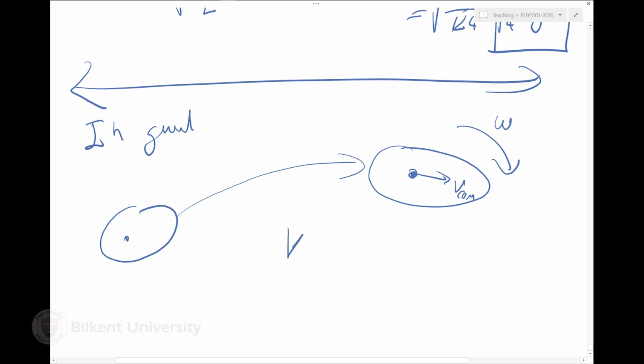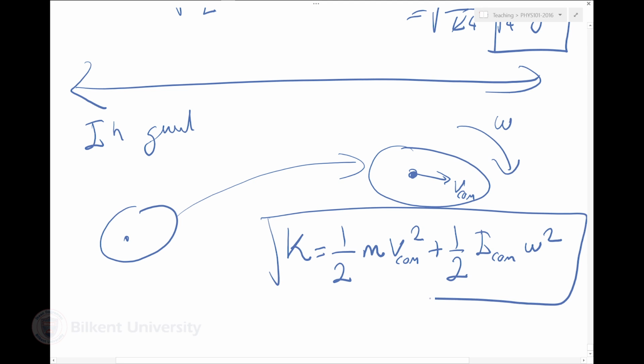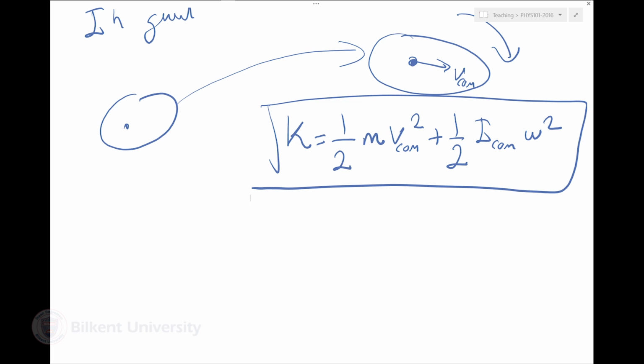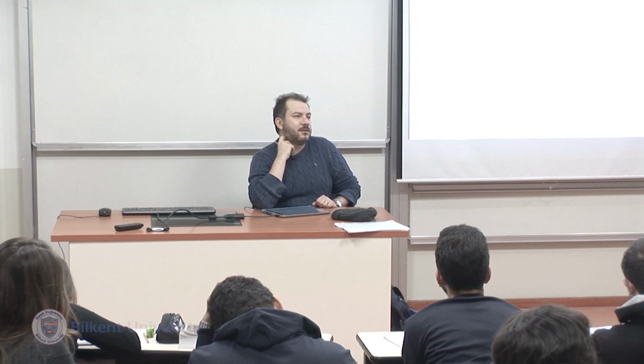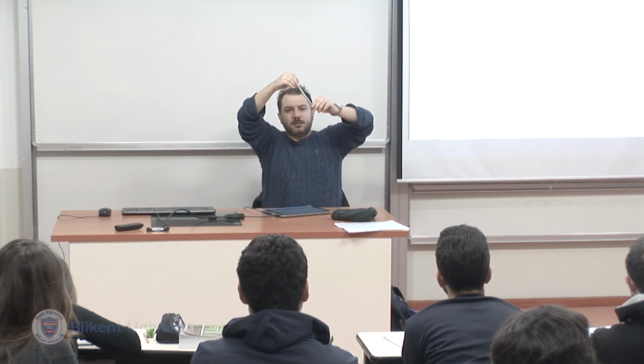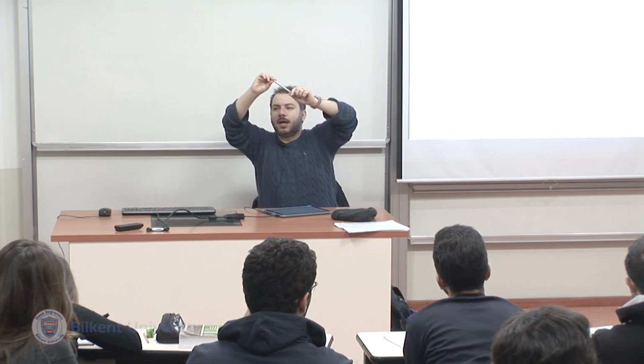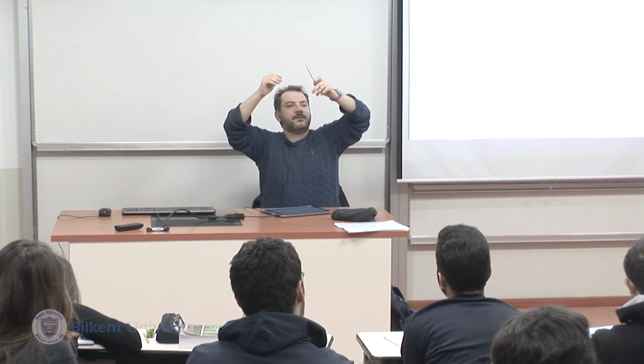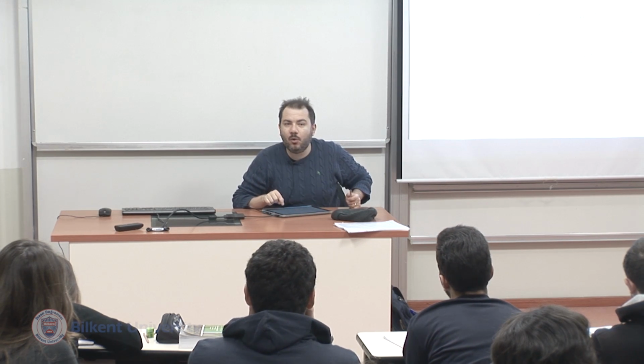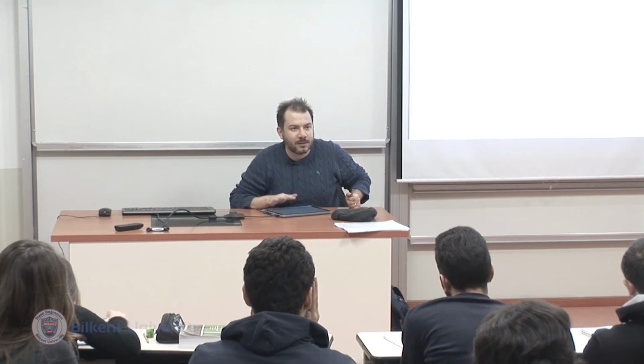Now, total kinetic energy is going to be 1/2 m, that's the total mass, times v center of mass squared, plus 1/2 I center of mass times omega squared. And that only works for the center of mass. You cannot in general say, hey, let me look at the edge of this object. The total kinetic energy of the system is 1/2 m v edge squared plus 1/2 I h omega squared. That would be wrong. This formula only works for the center of mass. Okay.